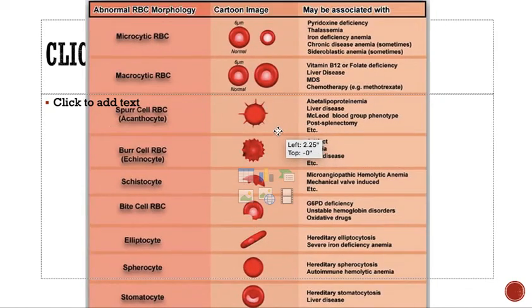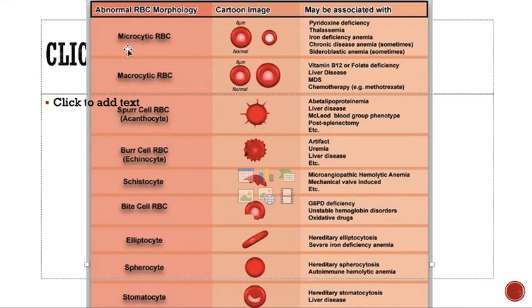Now you can see over here, microcytic means small cell, right? This is the normal, this is microcytic. It is biconcave in shape, so it is a little lighter in the middle. That's the normal thing. See the causes they have written: pyridoxine deficiency, thalassemia, iron deficiency anemia, chronic disease anemia, sideroblastic anemia, right? And then there is macrocytic; see the normal cell and see the cell is bigger in size.